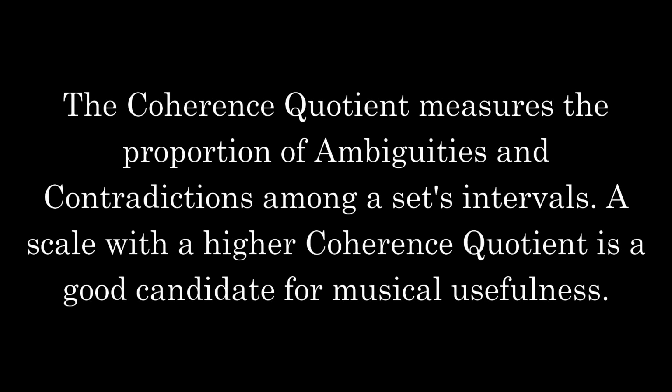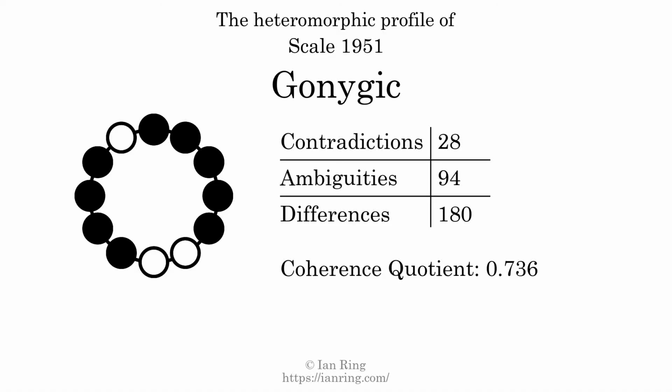The coherence quotient measures the proportion of ambiguities and contradictions among a set's intervals. A scale with a higher coherence quotient is a good candidate for musical usefulness. The coherence quotient is 0.736.